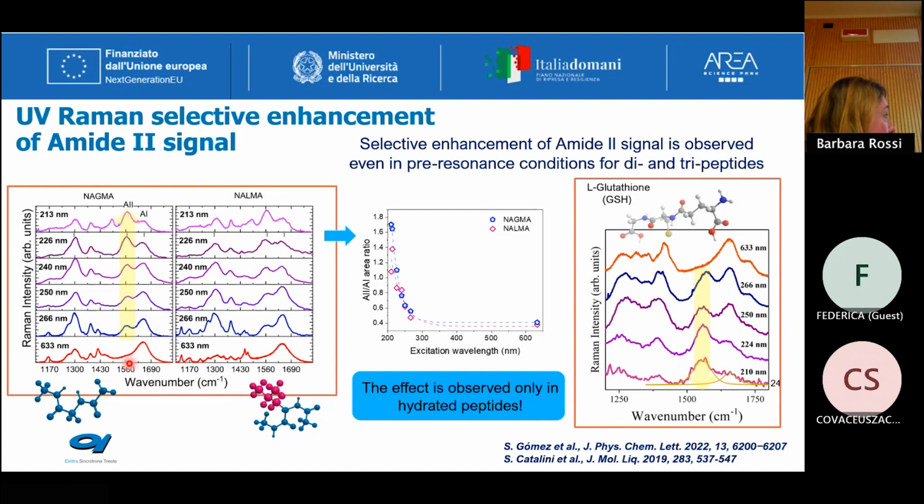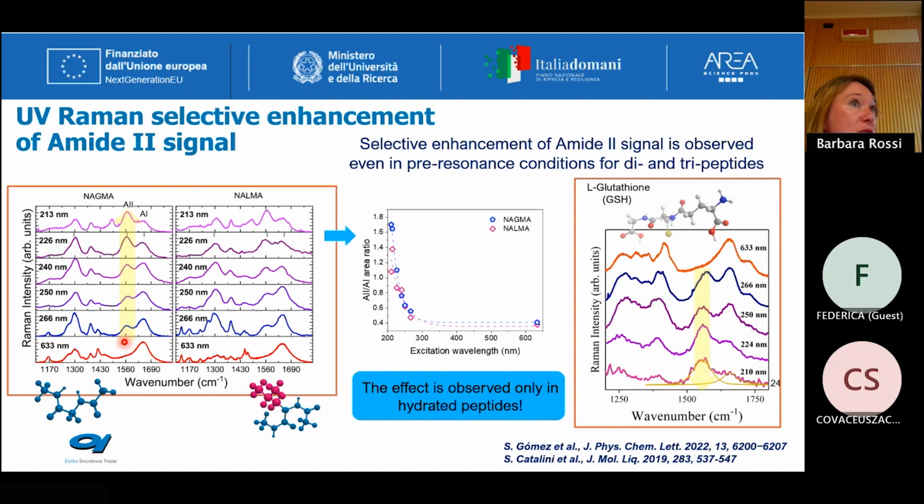In the visible Raman spectra, the amide 2 band is absent. These bands are very interesting because they are strongly related to the secondary structure of peptides and proteins. So they are usually used in a qualitative way, and also in a very quantitative way, in order to establish the fraction of different types of secondary structure present in the sample. But in the case of visible Raman spectra, the amide 2 mode is completely absent.